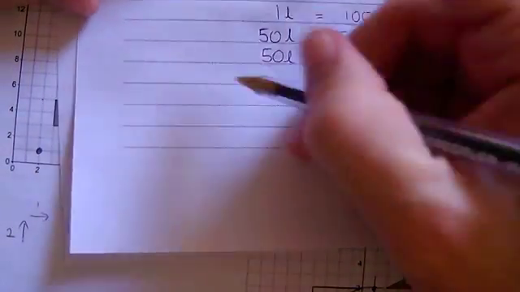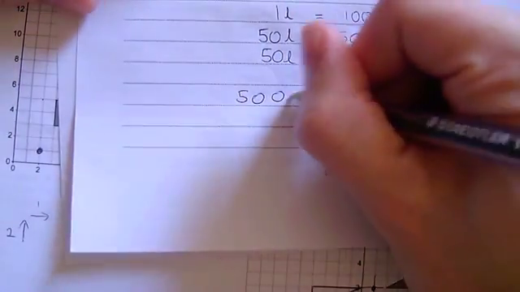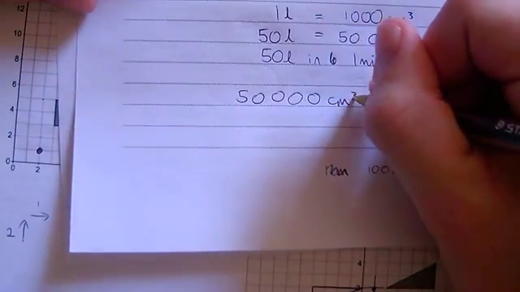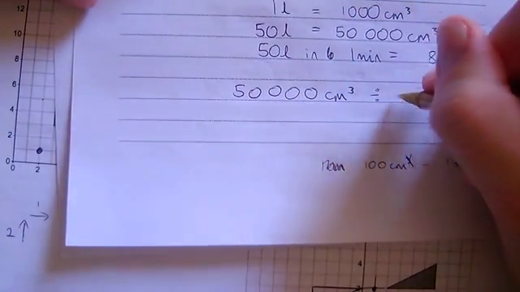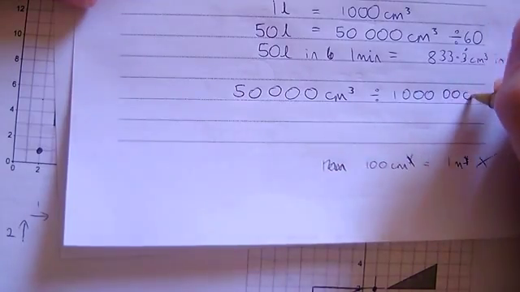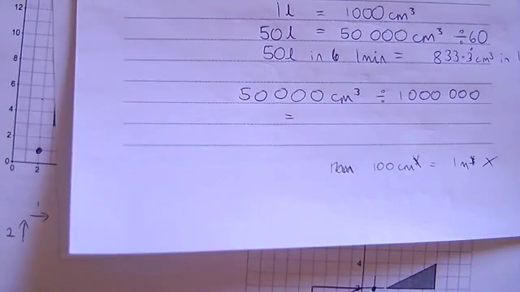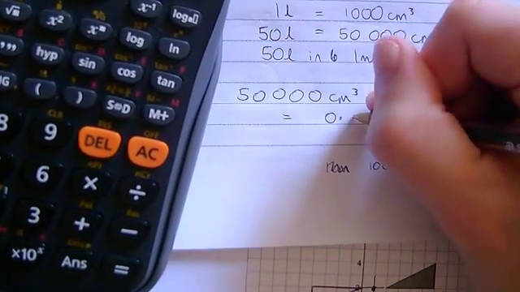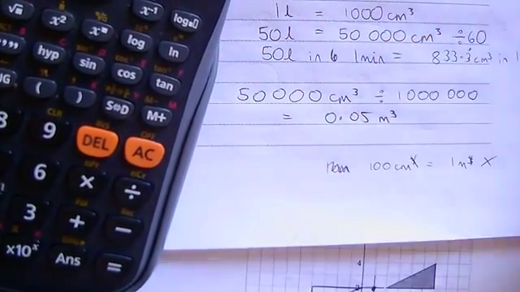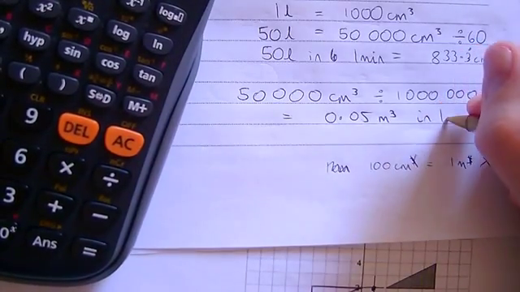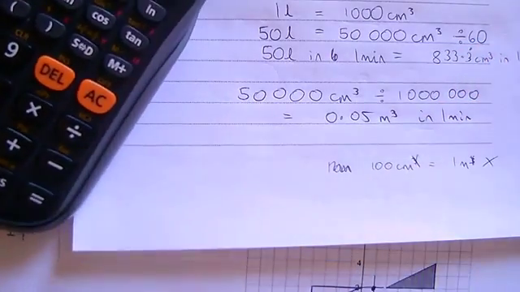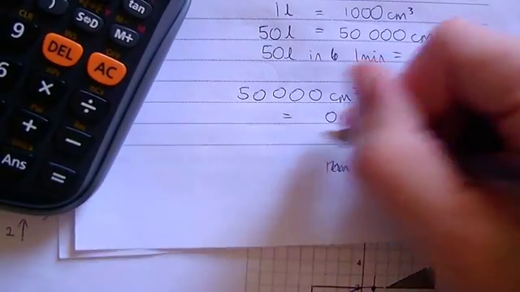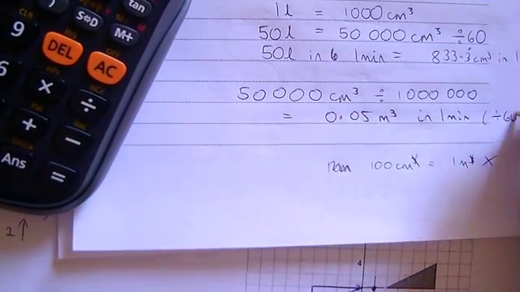So what I need to do now is that 50,000 centimetres cubed, if I divide that by 1,000,000, I will turn that into metres cubed. So 50,000 divided by 1,000,000 would come to 0.05 metres cubed. Okay, now that would be in 1 minute. I need to then turn that into every second, so I'm going to divide that by 60.